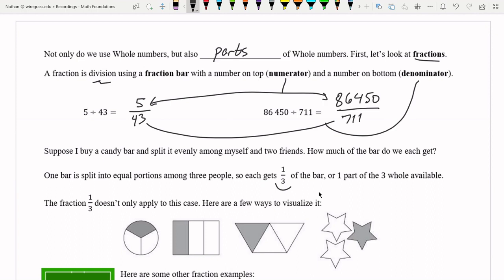1/3 isn't just for this case, though. It describes a lot of situations. And you can see that here, each one of these describes the exact same fraction of 1/3. 1/3 of this shape is shaded. So that'd be 1/3 of this circle, 1 bar here, 1 triangle, and 1 of the 3 stars. It's all 1/3 that's being displayed there.